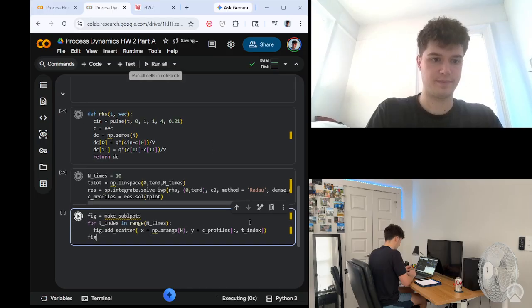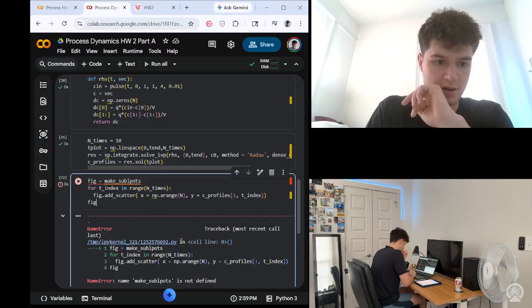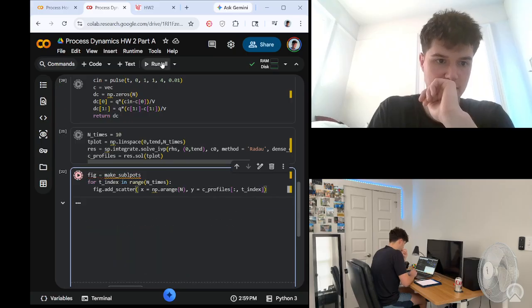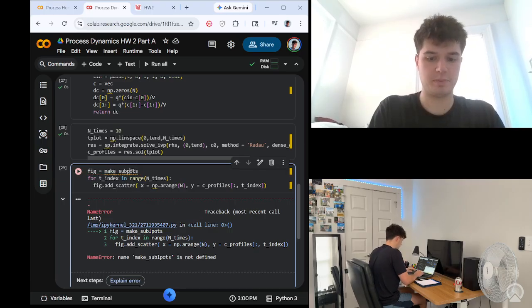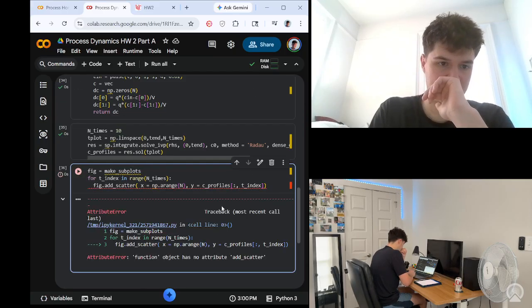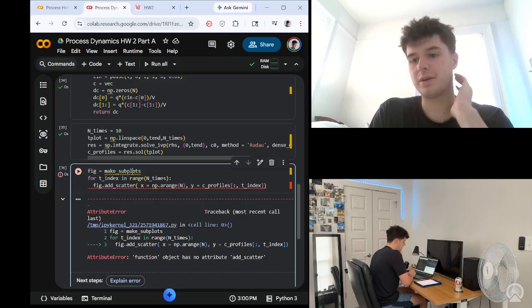Let's run it. I do have an error here. I don't know why I typed that in there. Make subL. Here we go. This is supposed to be plots, not L plots. Now let's run it. I'm going to take a minute to try to figure this out.